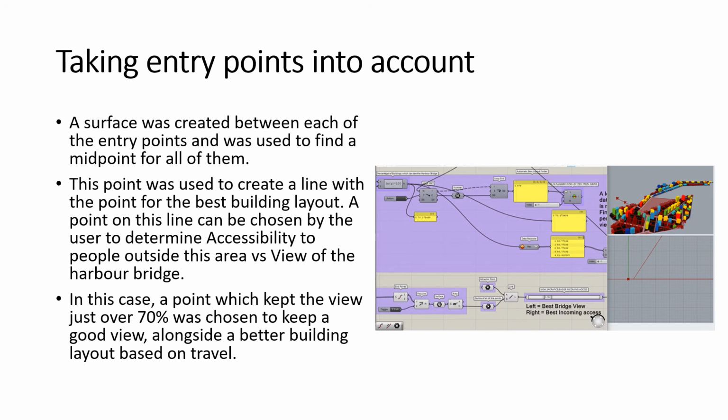Using a surface, a midpoint for all the entry points was able to be created. Based on this midpoint and the best point for the view, you create a line between them, and using a point on that line, you're able to create either the best view or the best incoming access. I took away from the view a little bit, to go just over 70%, to allow for better travel infrastructure for incoming people.